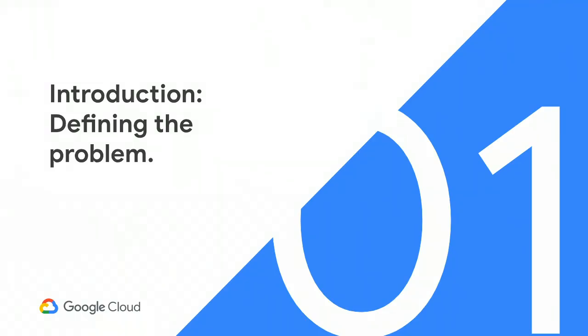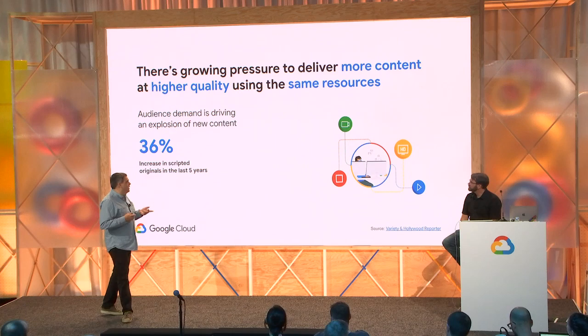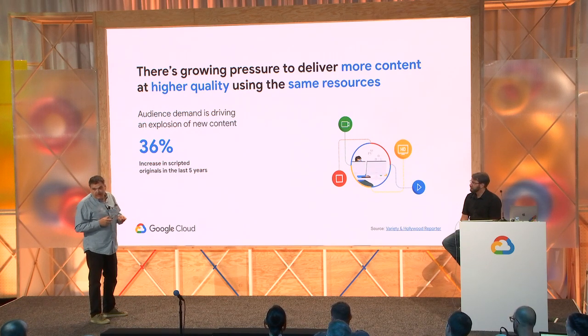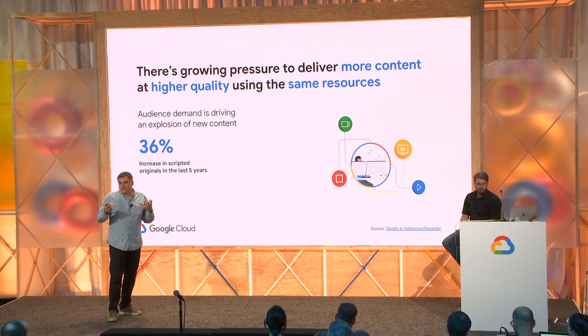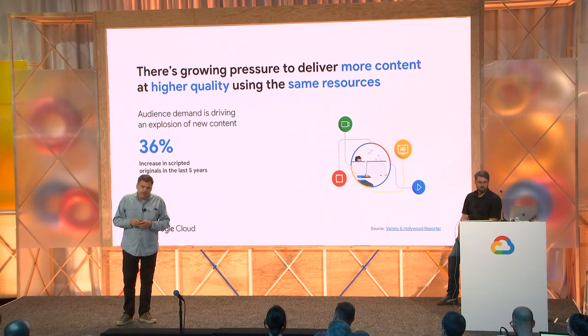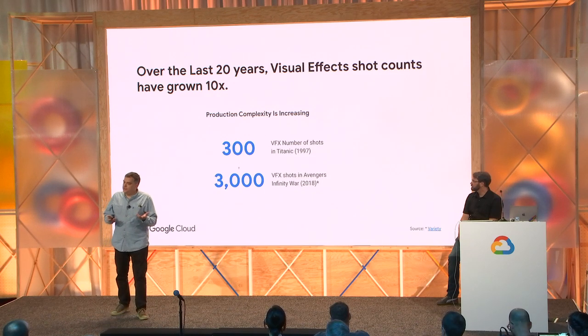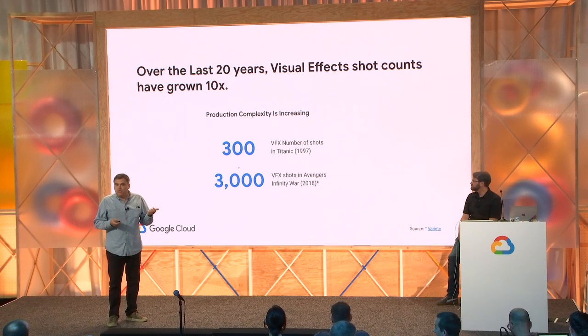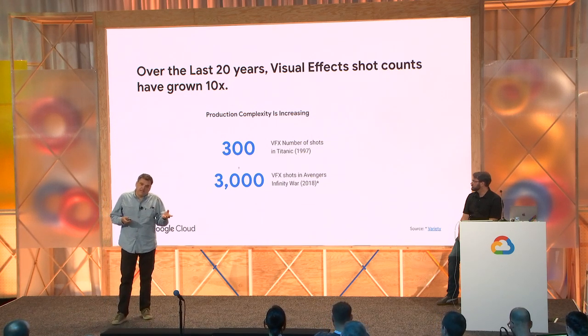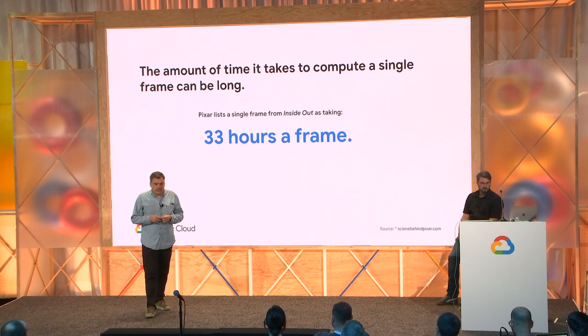So what problem are we trying to solve? Basically, there has been growing pressure of new content being created. With Hulu, Netflix, all these different content creators, there's been an explosion in unique scripted content. So the need for creating graphics has grown. In addition to that, back in the 1990s, Titanic, for instance, had 300 shots in it. The last Avengers movie had 3,000 shots in it. So each individual project that comes out is having about a 10x growth in the amount of graphics needed to finish that project.